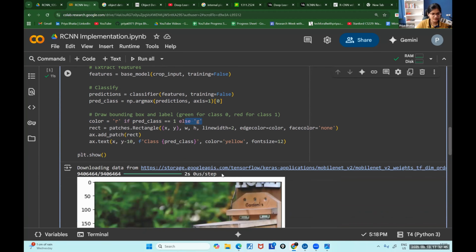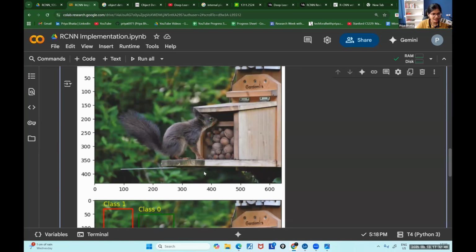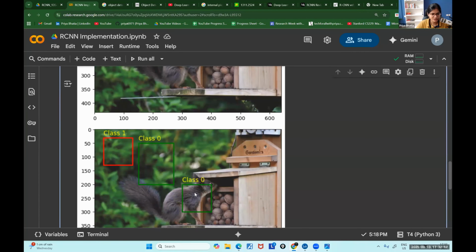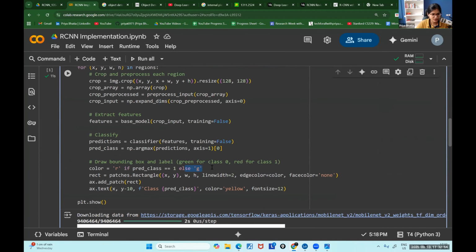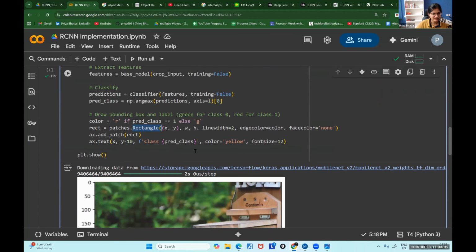If I showcase in the output as well, if the class is 1, it is red; class 0, green. So that is what we are mentioning over here. If the class is 1, make it red. If the class is 0, make it green. After that, we are defining the rectangle patches. And then you can see we're defining the text, class 0 or class 1, whatever prediction class we're getting over here.